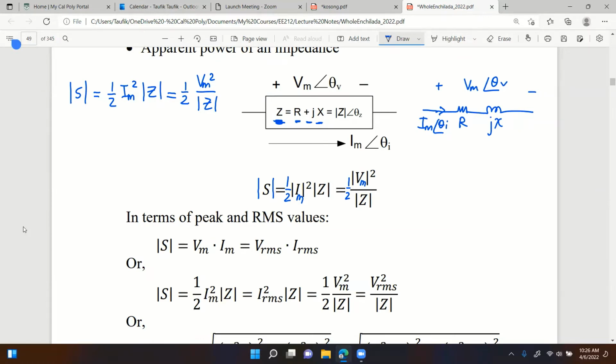How do you know that JX is an inductor? Couldn't it be a capacitor? I know it's an inductor because it's plus JX. If it's a capacitor, then it will be R minus JX. Any other questions?